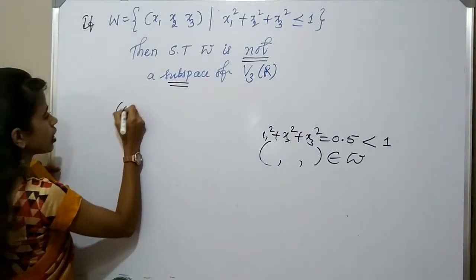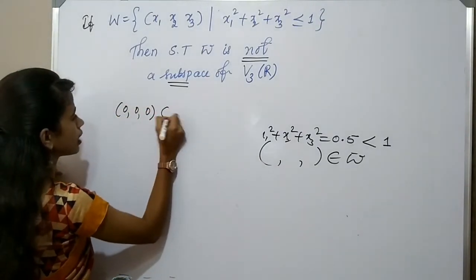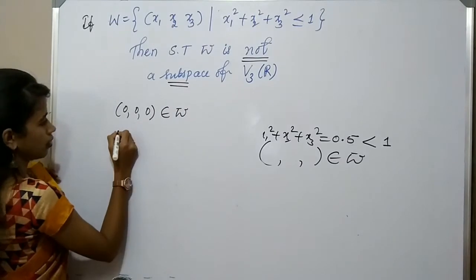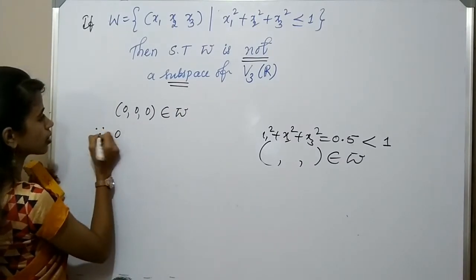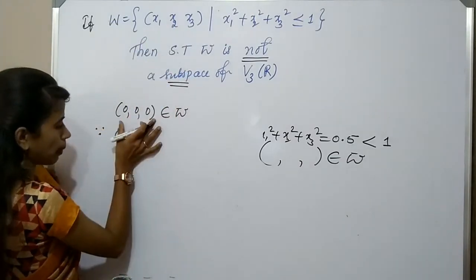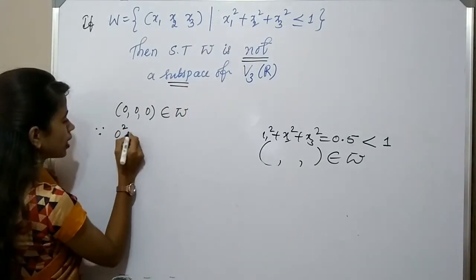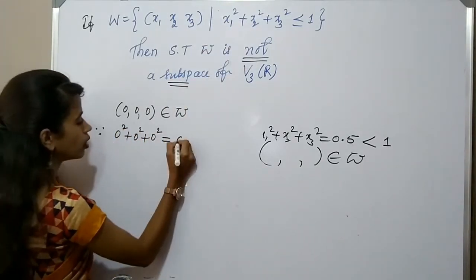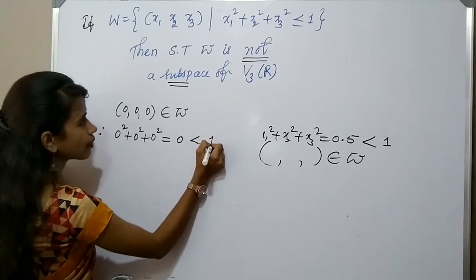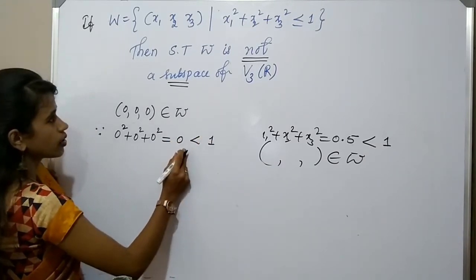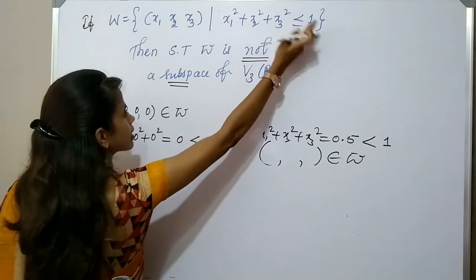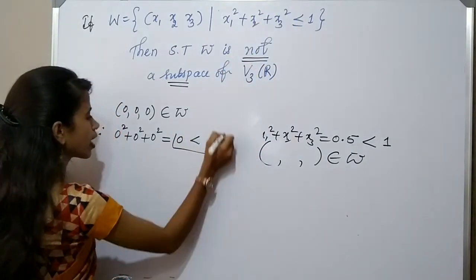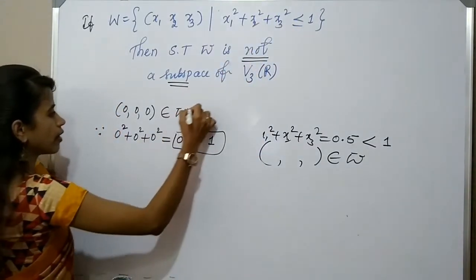Here (0, 0, 0): does it belong to W? Clearly it belongs to W, because to be in W it must be a triplet, and also the first coordinate squared, second coordinate squared, and third coordinate squared sum must be at most 1. What is that value? 0. Is it less than 1? Clearly less than 1. So the sum is clearly less than or equal to 1, therefore (0, 0, 0) clearly belongs to W.